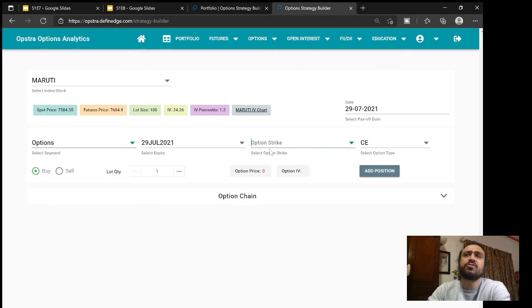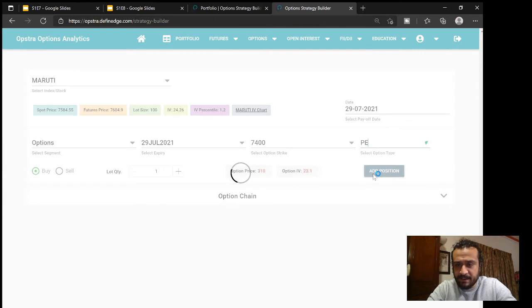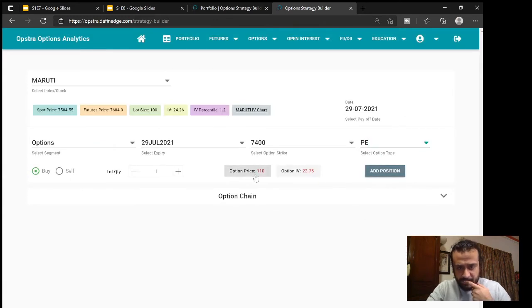And say I want to sell a put option. Okay, I want to sell an out of money put option. So what are out of money puts for me? Anything which is below the spot price. Okay, so 7400 will be out of money put, 7400. Okay, and I say PE here. Choose PE. The option price is 110. Lot size is 100. So the premium I'll receive will be 11,000, right? I say sell. I say add position.